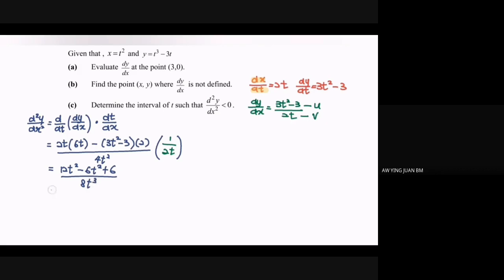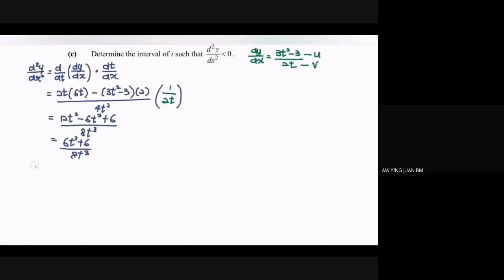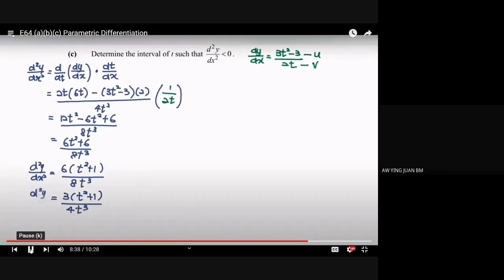So simplify the situation and we will have 6t squared plus 6 over 8t cubed. So for the second derivative, we will have 6 bracket t squared plus 1 over 8t cubed. So if we simplify, we will have 3 bracket t squared plus 1 over 4t cubed as a second derivative.